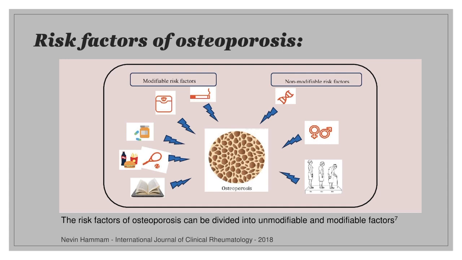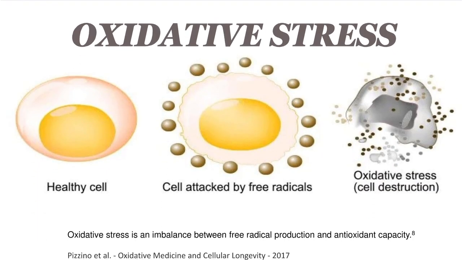Going to the risk factors of osteoporosis. The risk factors of osteoporosis can be divided into unmodifiable and modifiable factors. Unmodifiable factors are such as genes, gender, and age. Modifiable factors include smoking, being overweight, food choices, and physical activity. Oxidative stress related factors are included in modifiable factors.